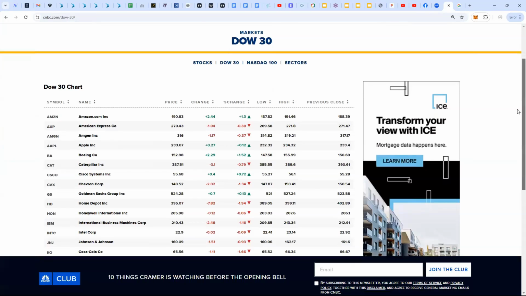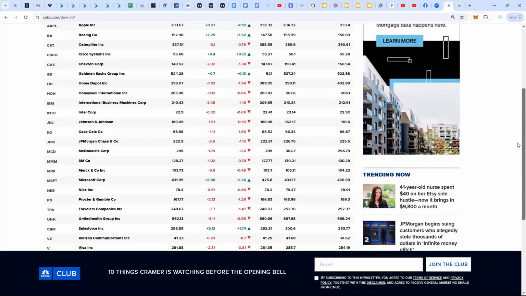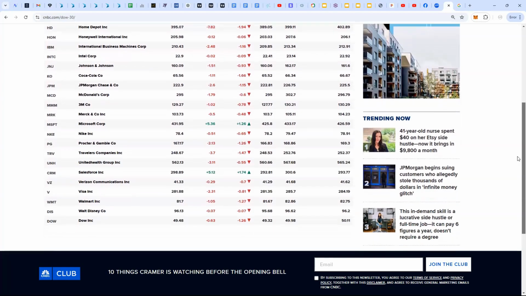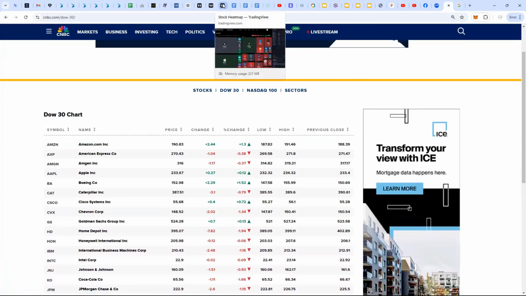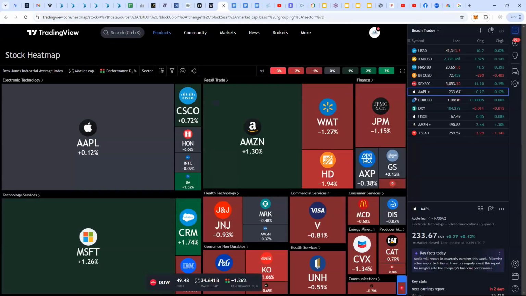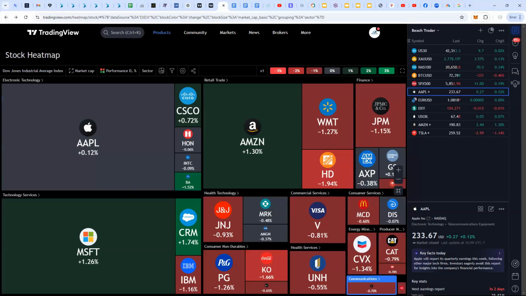So we've got Amazon, American Express, Amgen, Apple, Boeing. And these are the prices of it right here. As you see, different prices, different weights. The change in the market is here, the lows and the highs of today. So these are all the companies. All you have to do on the heat map is click over and it says the Dow. You see it right here on the bottom. When I push this, it's the Dow. So the Dow Inc. is a materials science company which engages in development of innovative solutions. $50 a share. This is Verizon right here, 3M, Travelers Insurance.